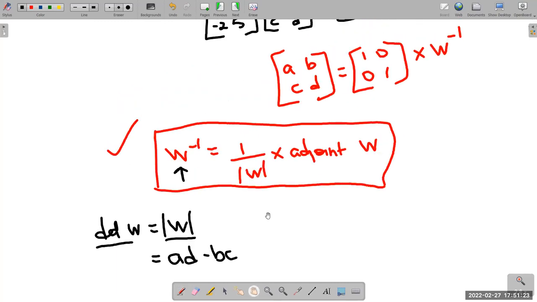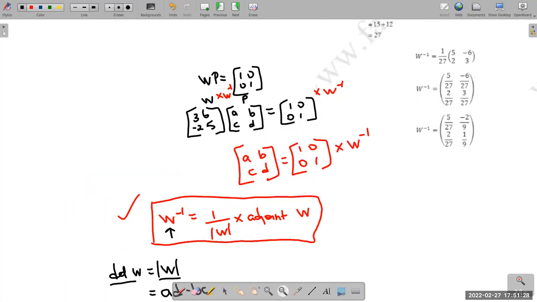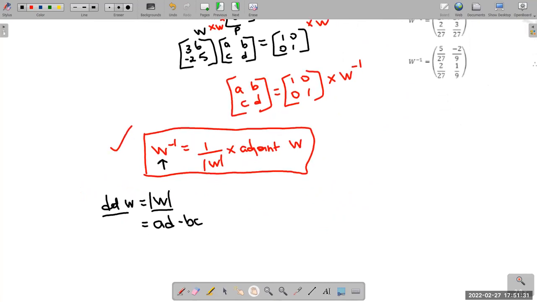So let me ask this quick question. Look at W here. Which one is A? Which one is D? Which two numbers should I be multiplying? Let's go. Okay, Myrta said 3 and 5. Okay, 3 times 5. Excellent. Very good. Minus BC. What is BC? Six times negative 2.